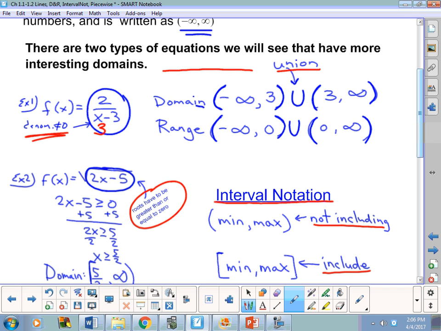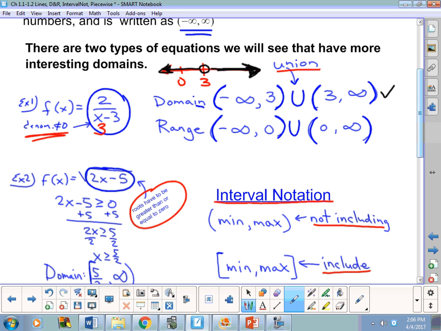If you think about the number line, here's your number line, we'll put 0 on it. The numbers that can go into this function in example 1 are basically every number except for 3. We want to skip over 3, skip it over like that. And we want everything past 3 on the positive side as well. So that's the way we write that there.